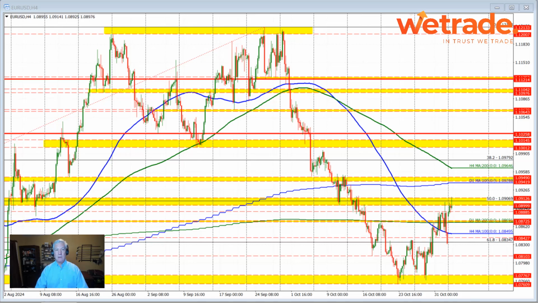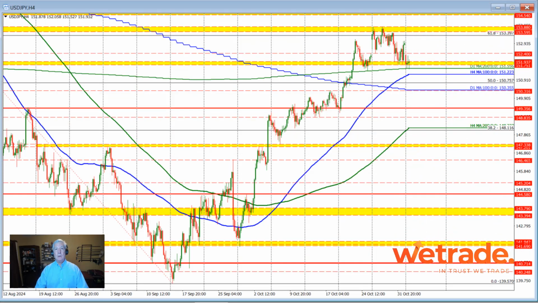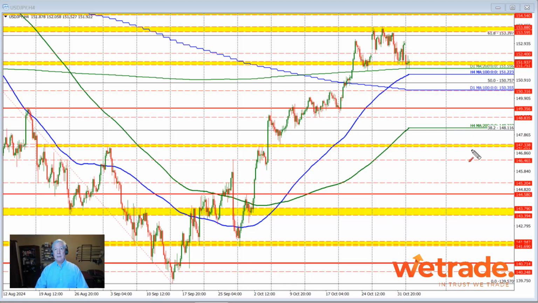Let's take a look at the dollar versus yen. Next, we'll look at the 4-hour chart here, and what we see in this pair is that this area right through here between 151.75 and 151.937, that level actually goes back in time.